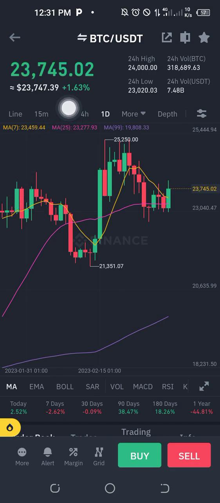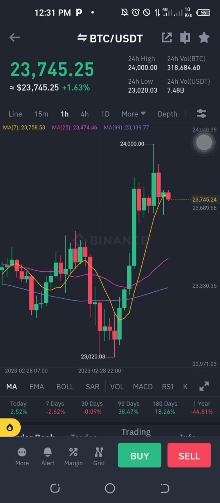I want to put it on the 1 hour time frame to see what is happening within 1 hour. Wow. So this is the 1 hour candle. That means in the last 4 hours, Bitcoin actually rose to $24,000, and it's currently at this rate. This is the first thing I want to do: change the time frame to 1 hour, so that I will be able to get a clearer picture of what is happening in the market.